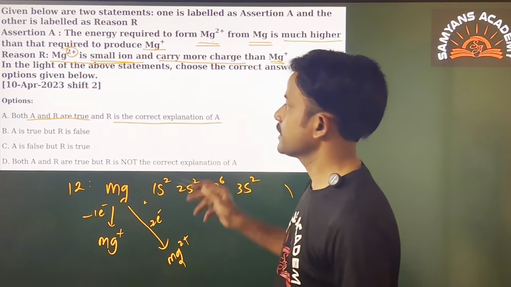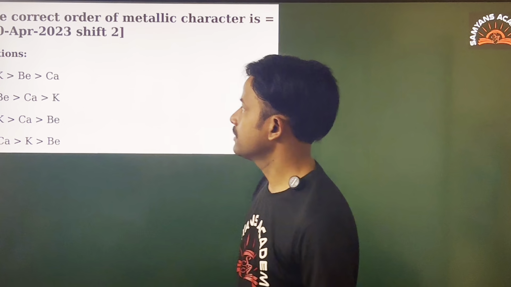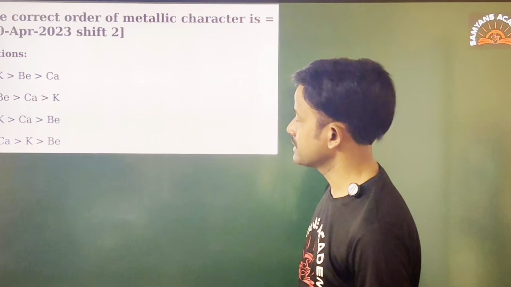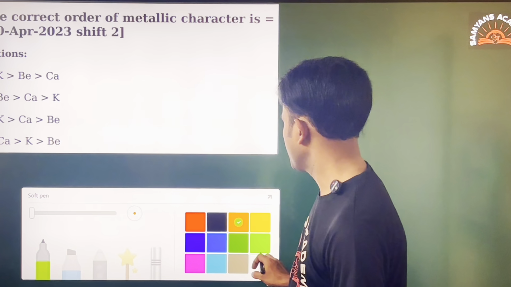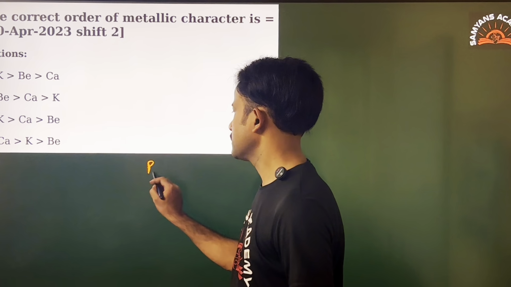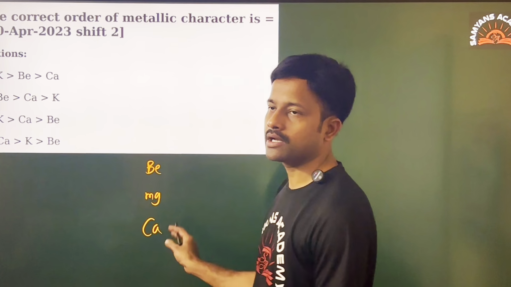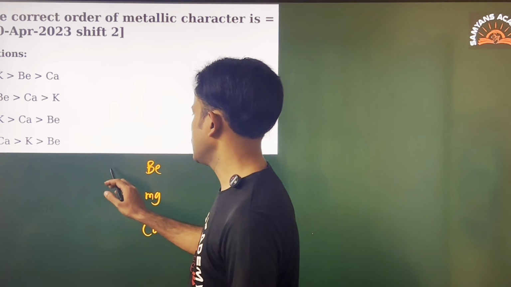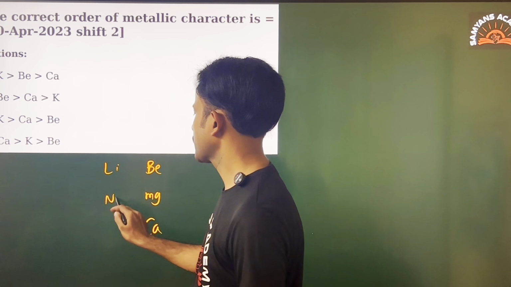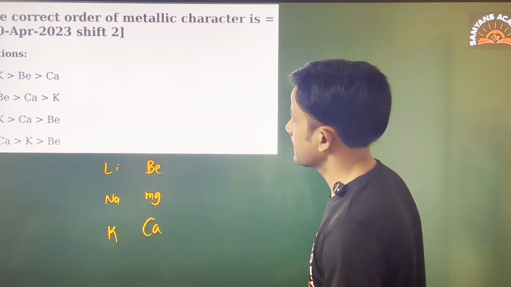Is it clear, everyone? Okay, move on to the next question. And the correct order of metallic character is... Do these belong to the same group or not? No, these do not belong to the same group. Beryllium, magnesium, calcium belong to the second group elements, and next lithium, sodium, potassium. Now you tell which one has more metallic character.